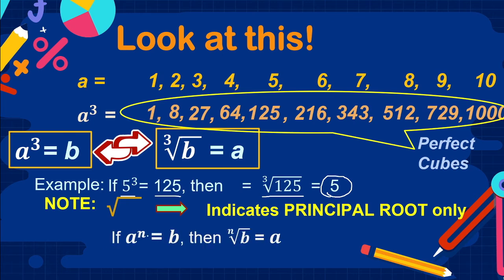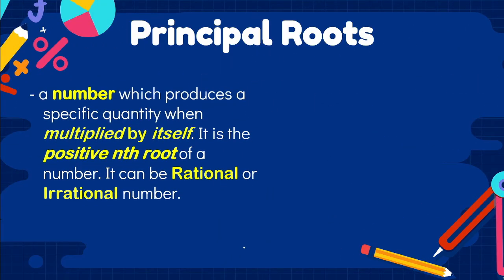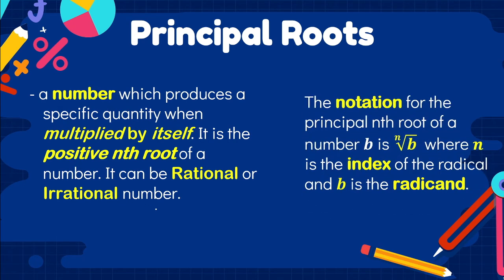So if a raised to n is equal to b, then nth root of b is equal to a. Principal roots. A number which produces a specific quantity when multiplied by itself. It is the positive nth root of a number. It can be a rational or irrational number. The notation for the principal nth root of a number b is nth root of b, where n is the index of the radical and b is the radicand.